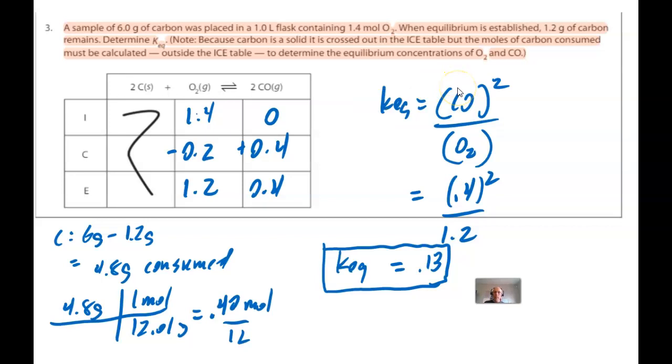Keq will be carbon monoxide squared, coefficient of 2, over oxygen. Again, eliminating carbon as it's a solid from the Keq expression. That'll give us 0.4 squared over 1.2, which is 0.13. Keq for this system is 0.13.